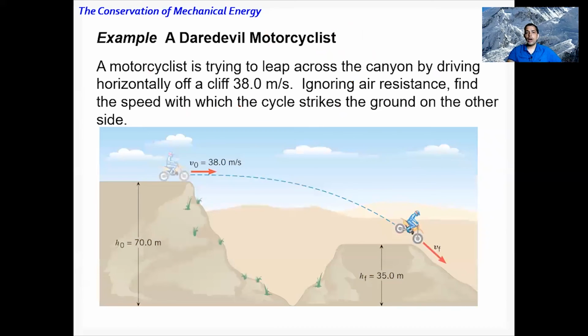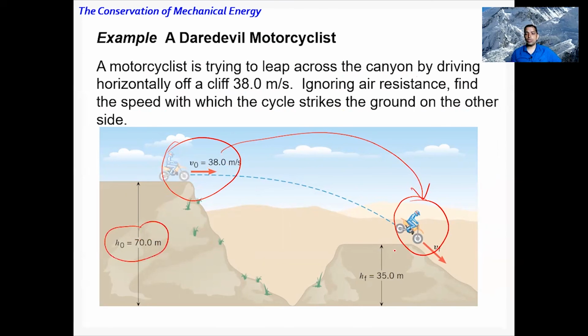Okay. All right, let's do an example here. A motorcyclist is trying to leap across the canyon by driving horizontally off a cliff at 38 meters per second. Ignoring air resistance, find the speed with which the cycle strikes the ground on the other side. So this guy takes a huge jump from here to here. He goes from a height of 70 meters to a height of 35 meters, right? So how do you do this problem? You know the initial velocity, initial height, and final height. You need to find the final velocity, okay?